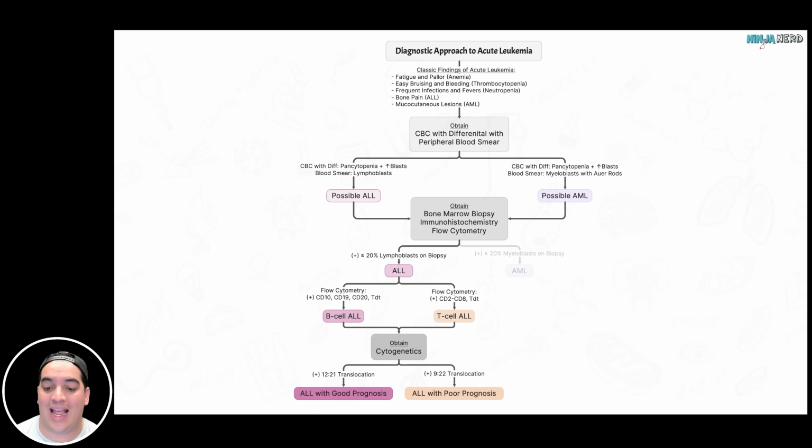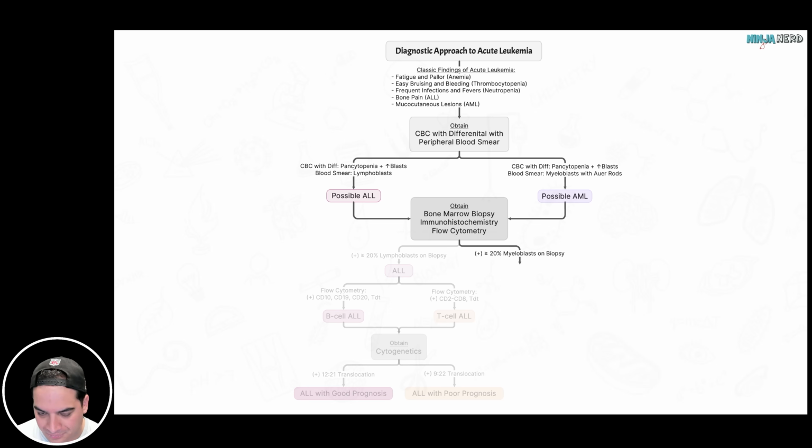Now with AML, there were like 8 subtypes. Again, you can look at these on the biopsy and get an idea. If you really wanted to know specifically which type, you could do the CD13 and 33, but the MPO is the really big one. If you see myeloperoxidase present on their flow cytometry or immunohistochemistry from a myeloblast from their bone marrow biopsy, it's AML.